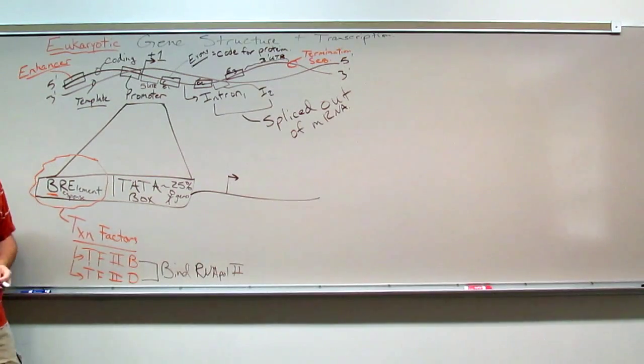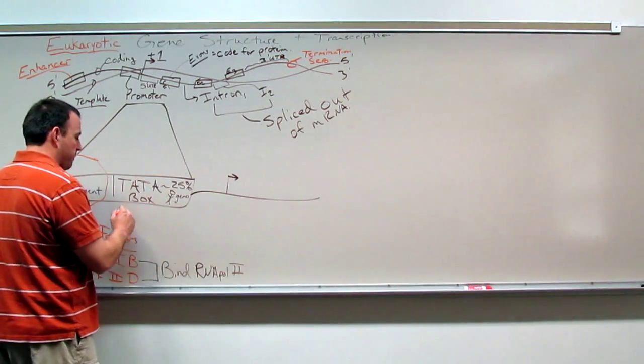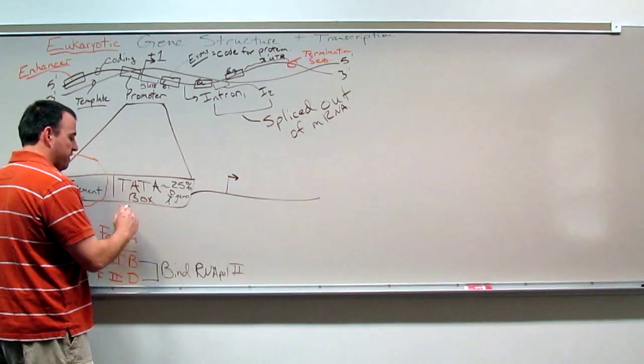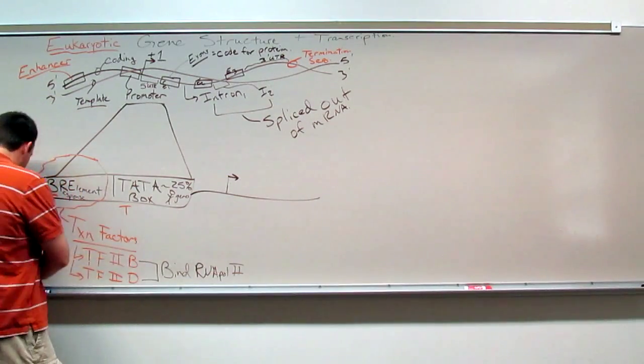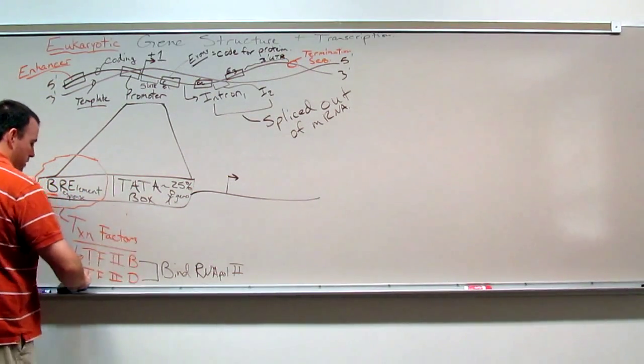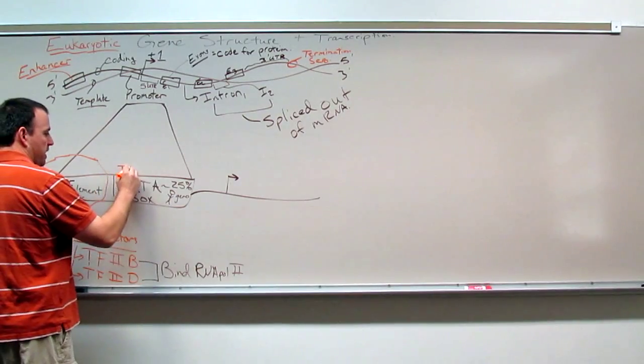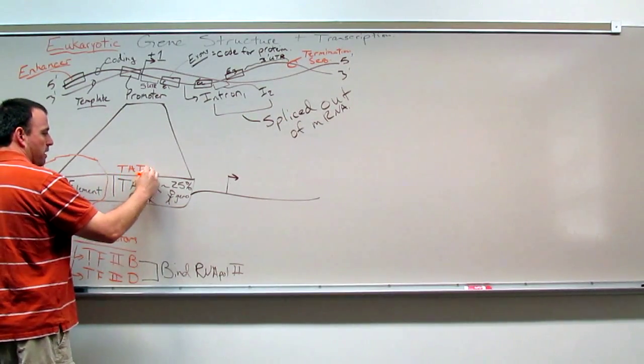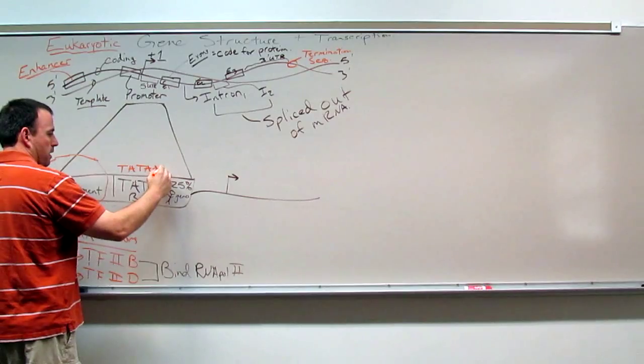Okay? So what else do we have? Well, we have a Tata box. The Tata box has a consensus sequence. Let me write that on top. TA, TA, A, A.